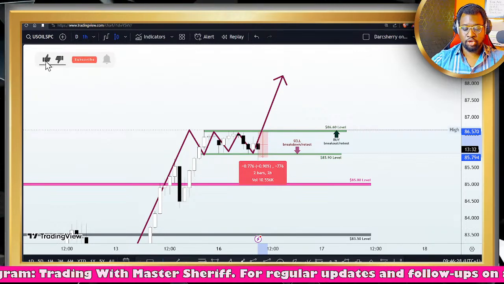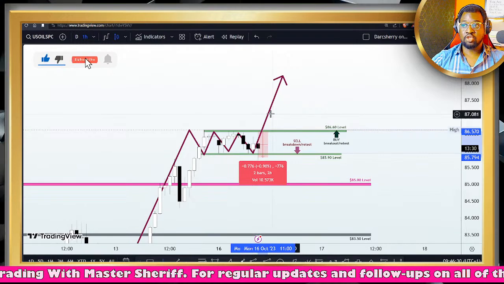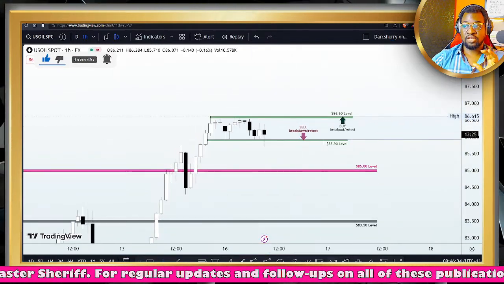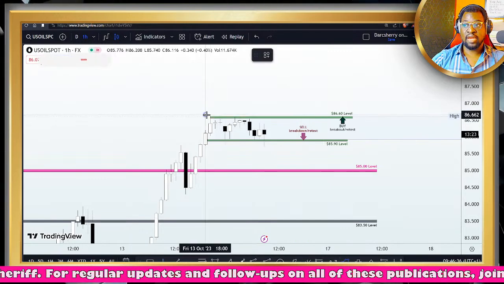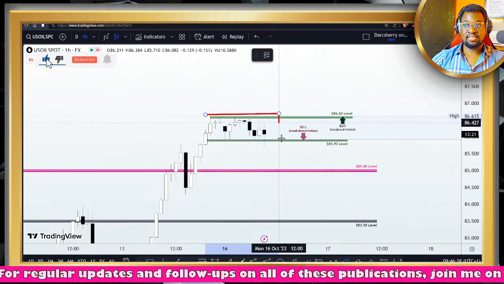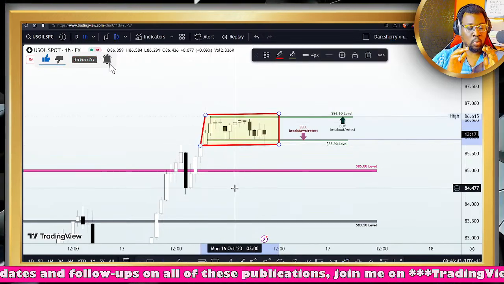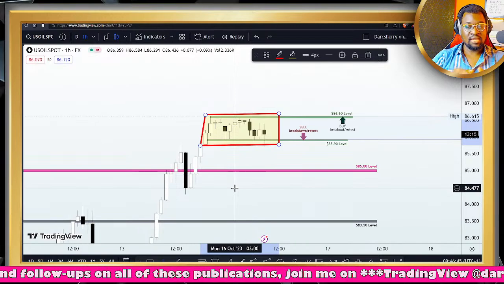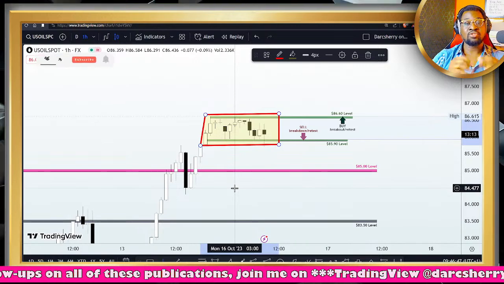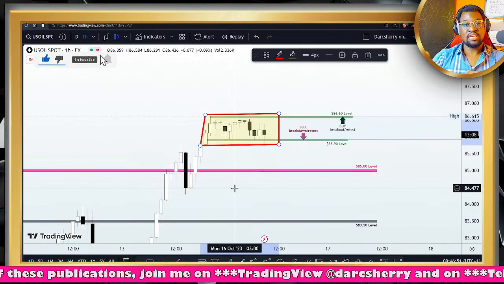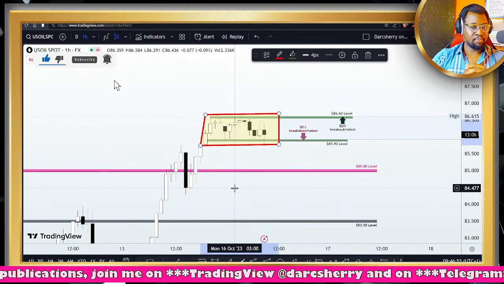So that is how we are going to be managing our trade today on the US All Spot. Basically, our center of focus for today's trading session is between the $86.60 level and the $85.90 area, where we want to exercise patience and wait for the breakout or breakdown of structure to give us a signal to jump into any position here.